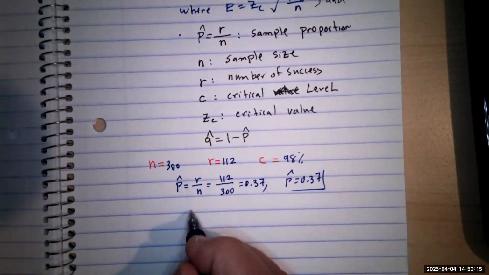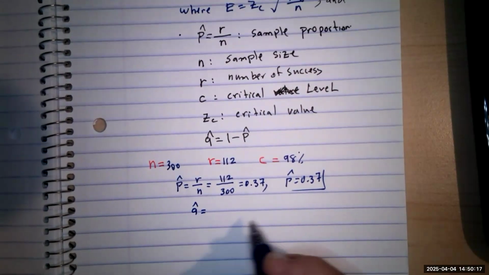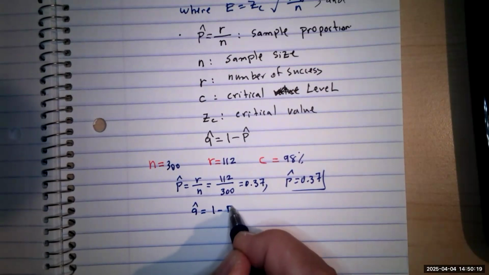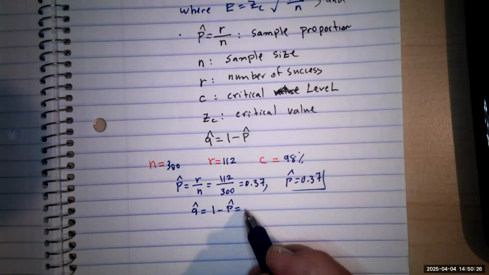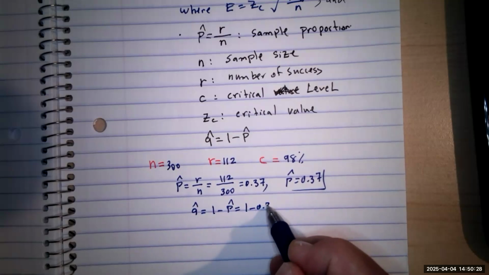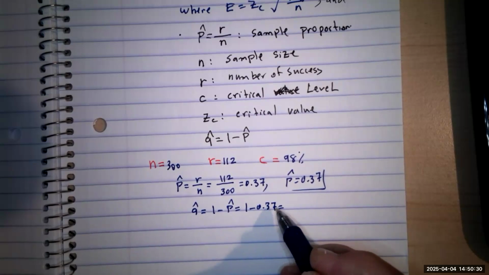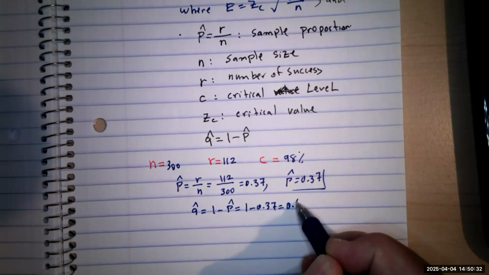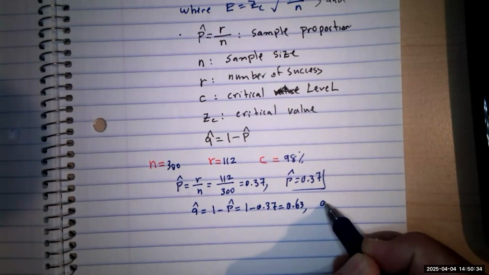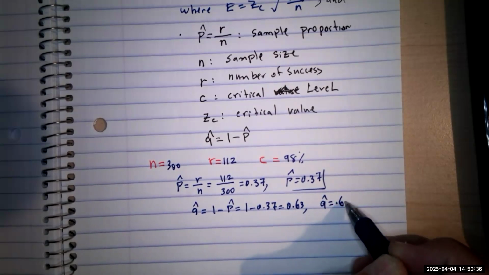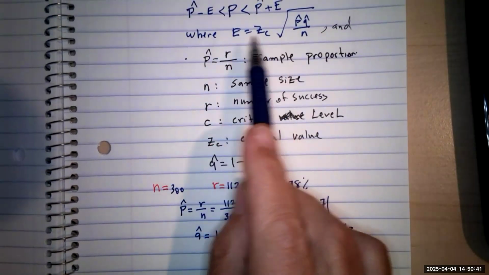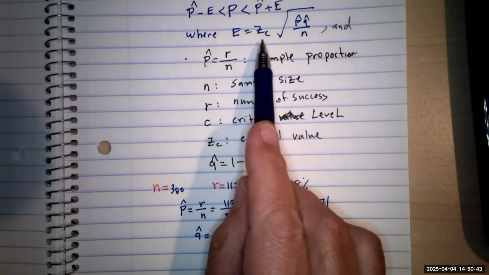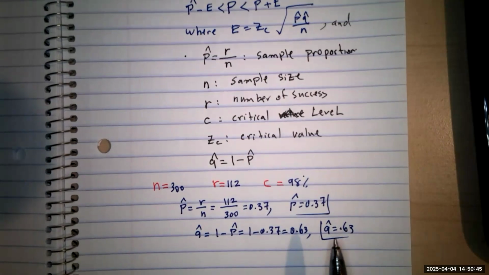Then you have to find the q hat. Q hat is the complement, 1 minus p hat, which is going to be 1 minus 0.37. If you find it, that gives you 0.63. So the q hat would be 0.63. See the formula, we have to find the marginal error. So I have the p hat, I have the q hat.